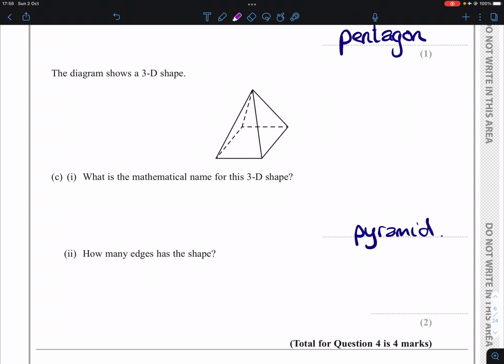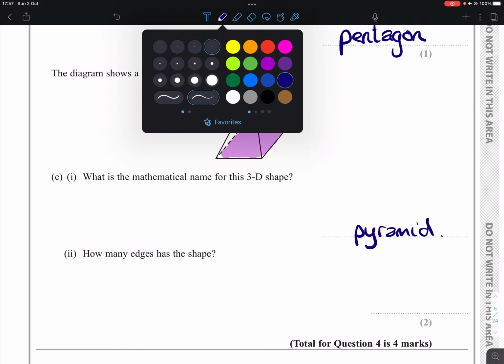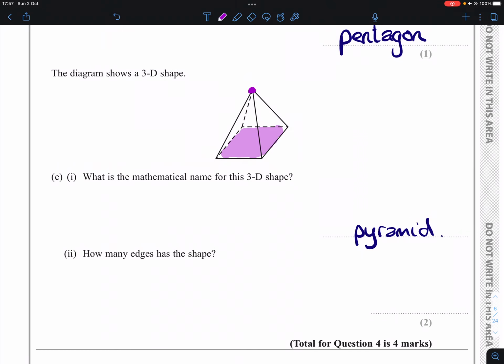Technically, when you have pyramids, you would say what kind of pyramid it is by identifying the shape that is opposite the point. So the point here being at the top, the shape that's on the base is the shape that you would quote. So technically, if we were being fully accurate, we'd say square-based pyramid, but a pyramid on its own is enough to get you the marks.